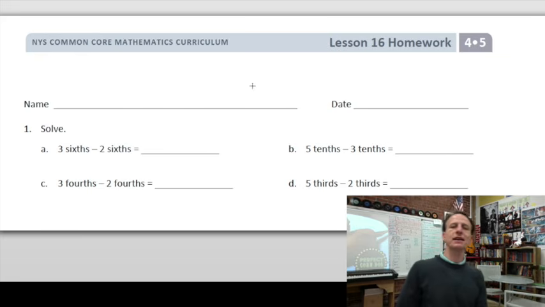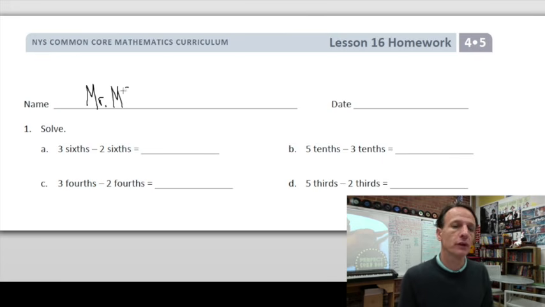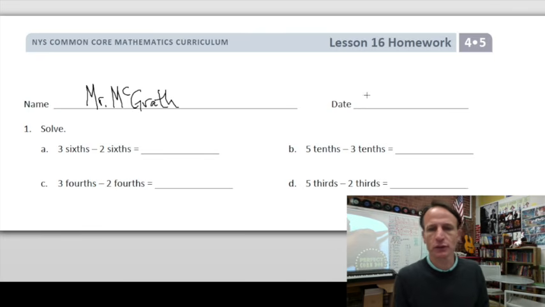It's homework time. Yes, let's do it. All right, let's start by jotting our names down at the top of the paper. All right, my name. You write yours. Deal? Good. And then let's go ahead and take a moment, do things right. Write down today's date. I'll write today. You write the actual date.